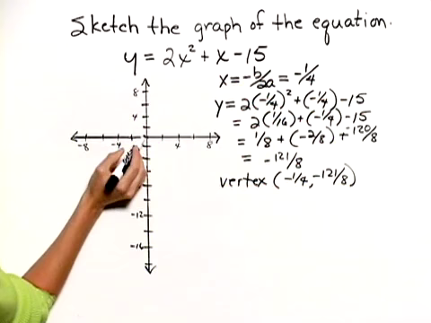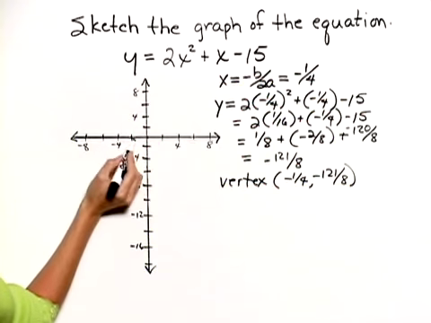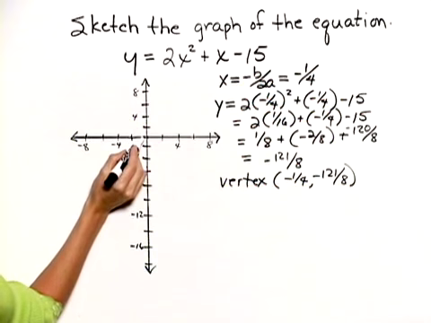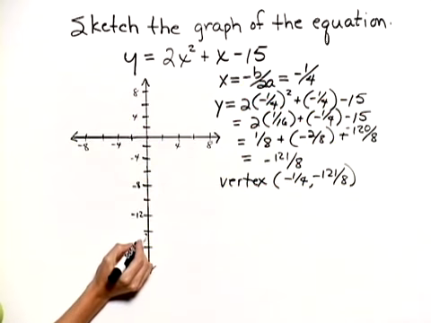So we've got negative 1/4. On my graph here, my hash marks are in increments of 2. So I move over just a little bit to the left of 0 and down just a little bit past 15. So about right there is our vertex.